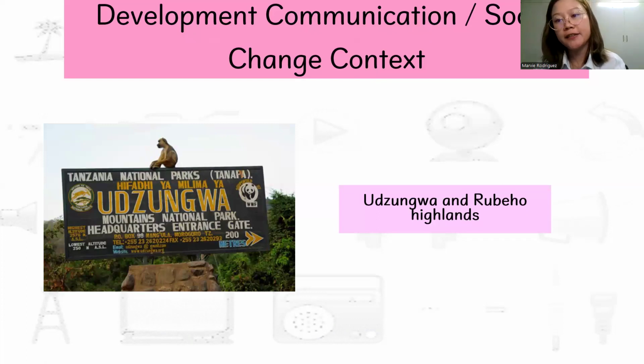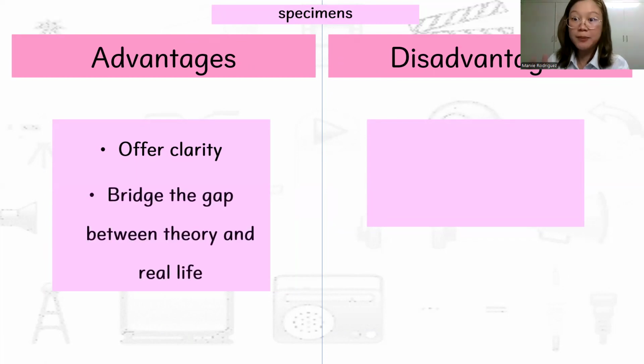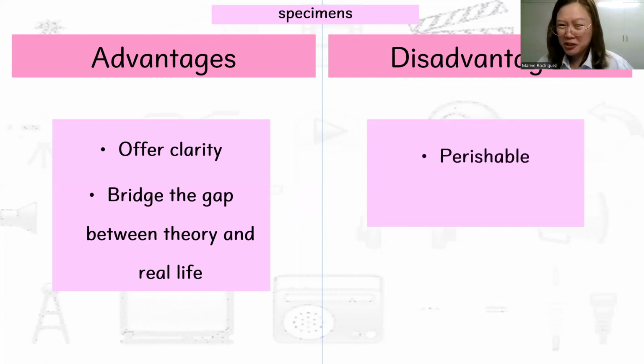There are also studies like it in the Philippines, specifically in Palawan. Now, advantages and disadvantages. Specimens' advantage is that it offers clarity because it's the actual thing. Therefore, it bridges the gap between theory and real lives. Instead of imagining it, you actually have the actual thing, so it's more accurate. Now, disadvantages is that it's perishable and it's too bulky sometimes, especially when it's a large specimen, especially when you're not an expert at handling specimens, that it can perish and rot and therefore become useless.